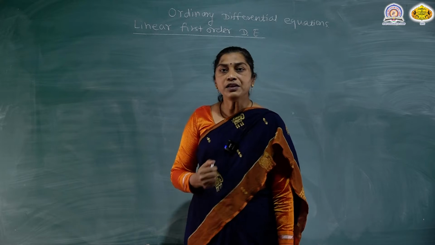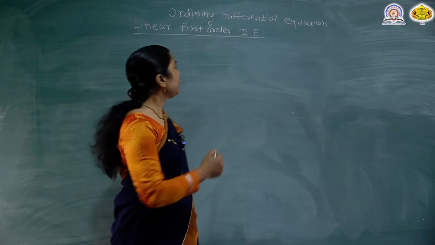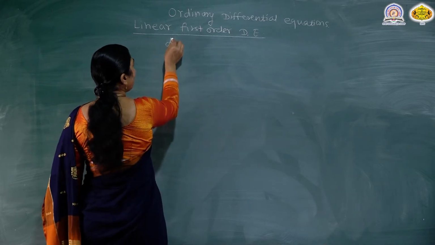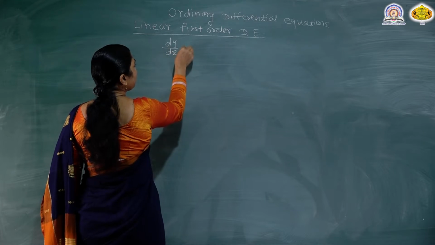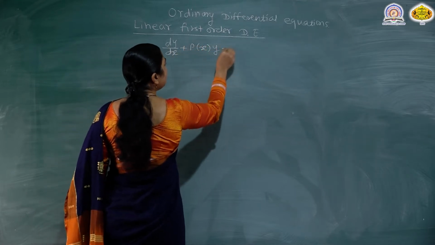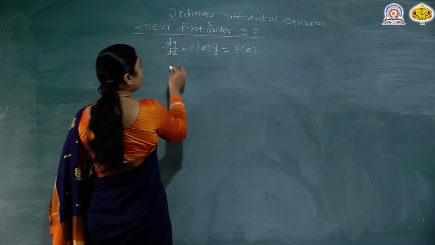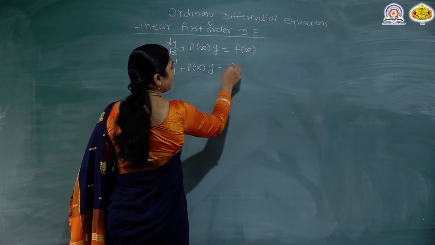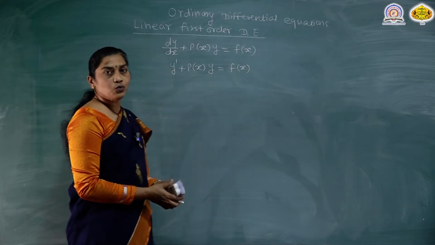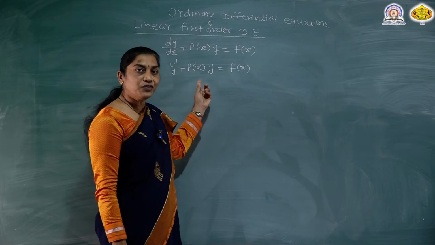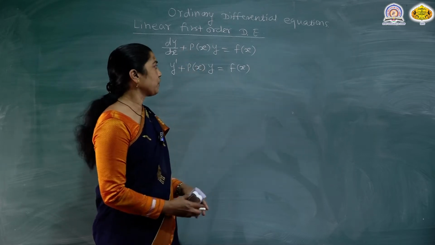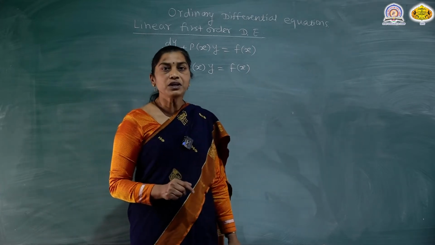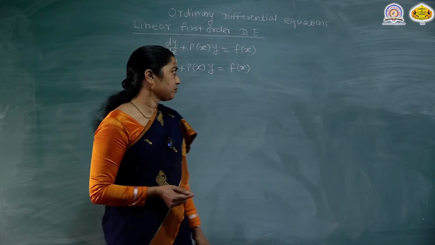So what is meant by a linear equation? A linear first order differential equation is always of the form dy by dx plus p(x)y is equal to f(x), or we can say y dash plus p(x)y equal to f(x). This is known as a linear first order differential equation. An equation which cannot be written in this form is said to be non-linear.